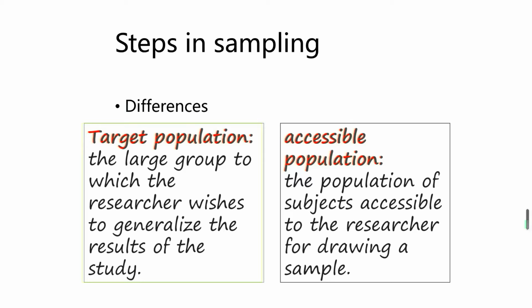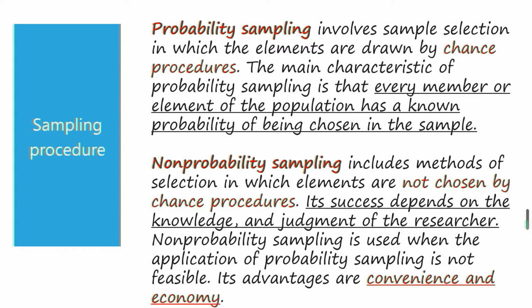The target population is a large group to which the researcher wishes to generalize the results of the study, while the accessible population is the population of the subjects accessible to the researcher for joining a sample. Once we have identified the population, the next step is to select the sample.